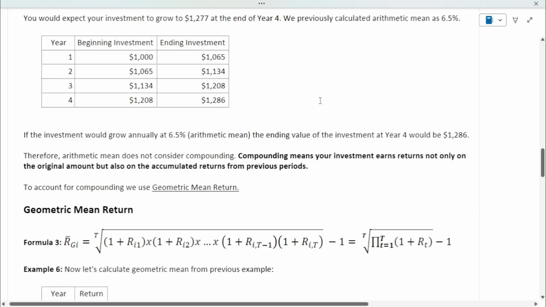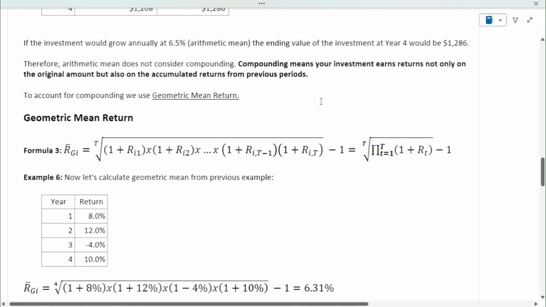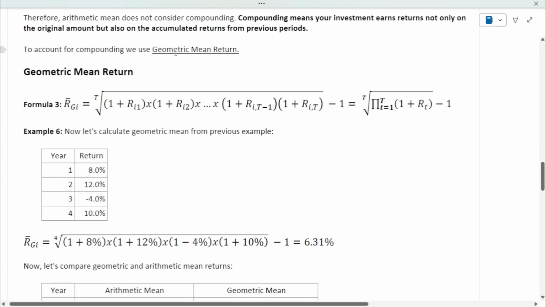Compounding means your investment earns returns not only on the original amount but also on the accumulated returns from the previous periods, meaning that you earn on the income that you have earned from previous periods. Not only the original amount generates returns but also the earnings during that period. To account for compounding, we should use geometric mean.